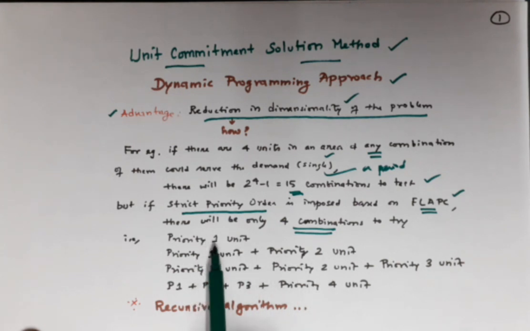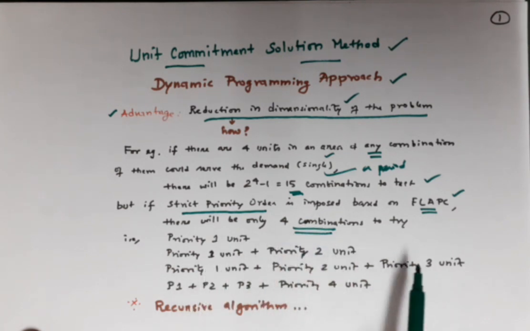Either with only 1 unit, the one with the highest priority, you can meet the demand, or with 2 units, priority 1 and then priority 2, you can meet the demand. Or with unit 1 plus unit 2 plus unit 3 in strict priority ordering, or priority 1, priority 2, priority 3 and priority 4 units. You can add all those 4 combinations and meet the demand.